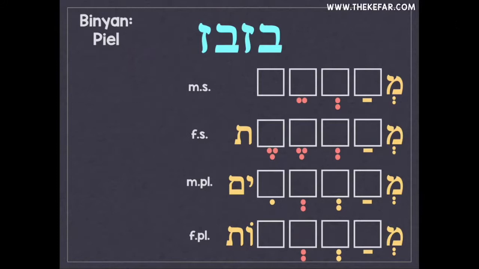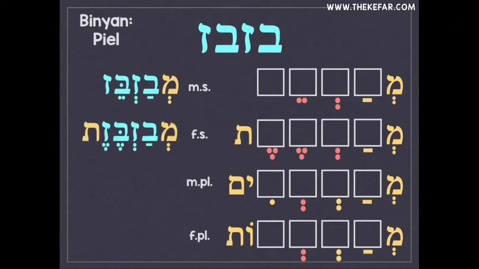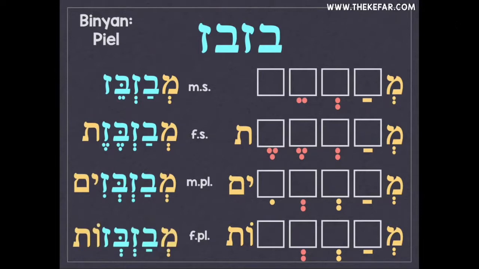For masculine singular, to waste, we have mevazbez. Okay, so from levazbez to mevazbez. Feminine singular, mevazbezet. Again, same sound patterns as the regular PL verbs, we just have an additional letter. And for masculine plural, it's mevazbezim. Mevazbezim, again with that additional syllable because we have an additional root letter. And feminine plural is mevazbezot.